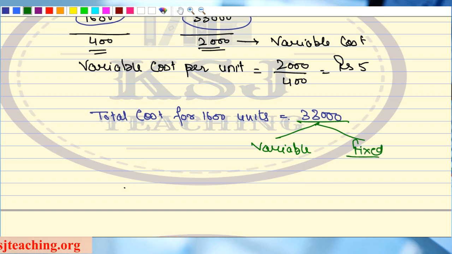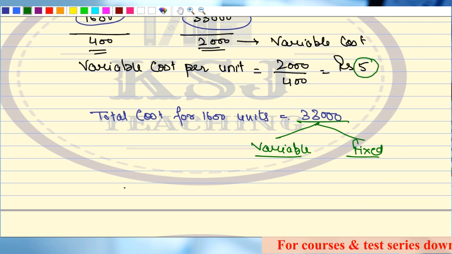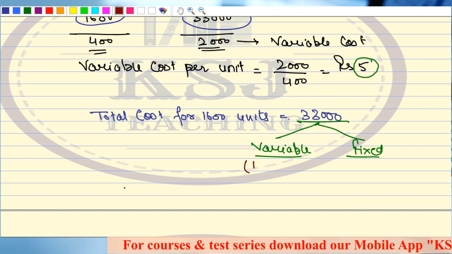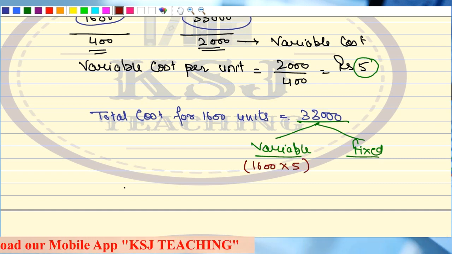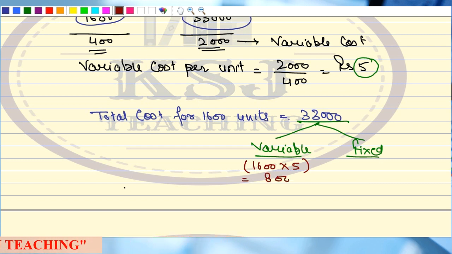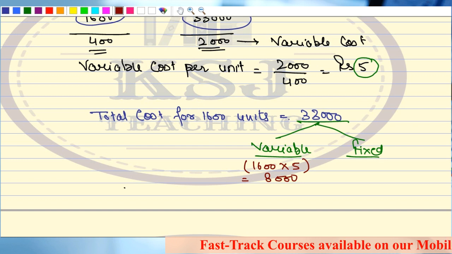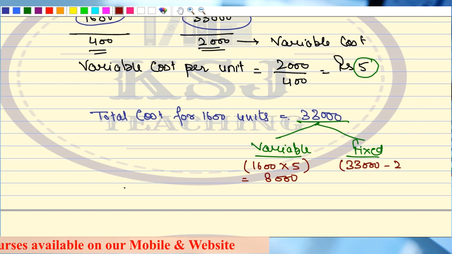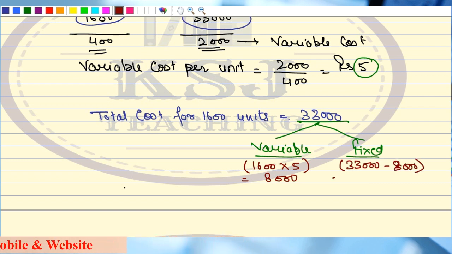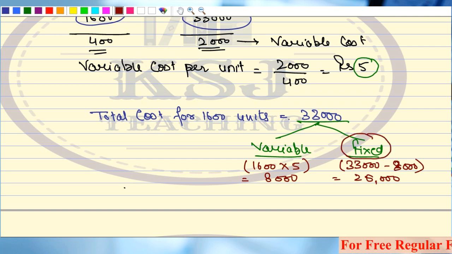Now how to calculate this variable part? We have calculated variable cost for 1 unit is 5 rupees. So can you tell me the variable cost for 1600 units multiplied by 5? That is 8,000. So out of 33,000, 8,000 is variable and the rest is fixed. So fixed is 33,000 minus 8,000, that is 25,000. Now this part is going to remain fixed at all the levels, right?